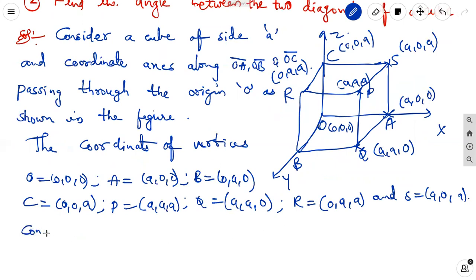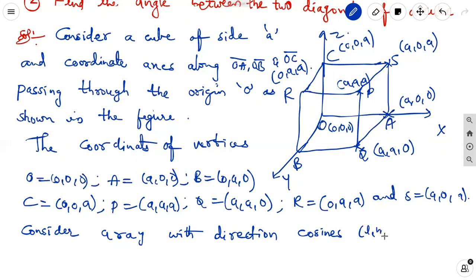Next, we can take the direction cosines. Consider a ray with direction cosines L comma M comma N. It satisfies the relation L square plus M square plus N square equal to 1. When those are direction cosines, it should satisfy this.